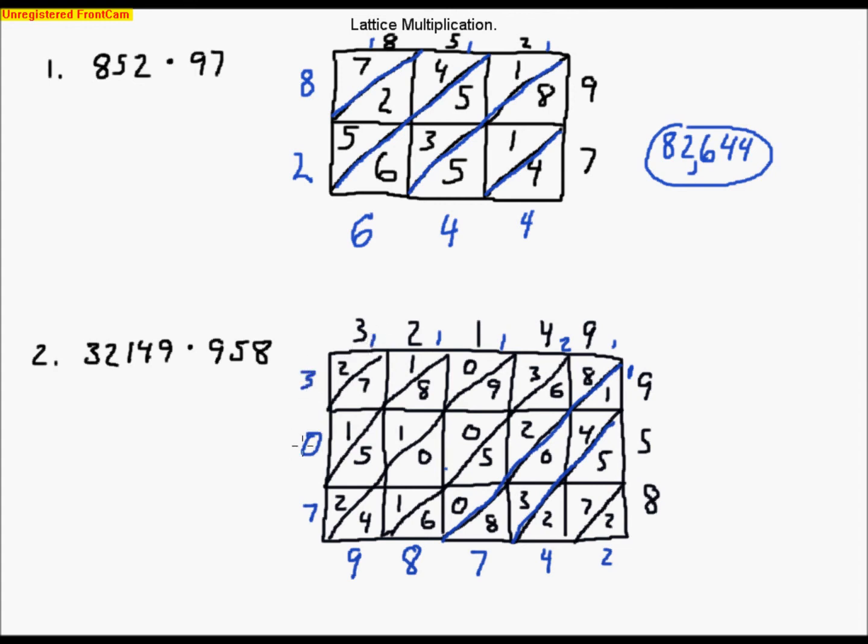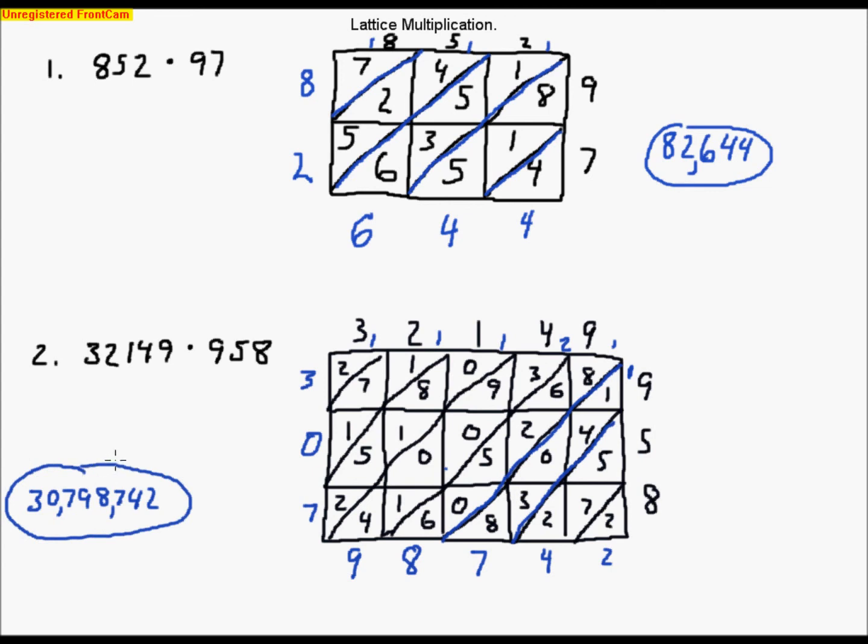So again, you're just reading counterclockwise. So we take the numbers 3, 0, 7, 9, 8, 7, 4, 2. And then from there, put in those commas. So we got a comma here, we got a comma here. So this makes 30,798,742. And there's your answer.